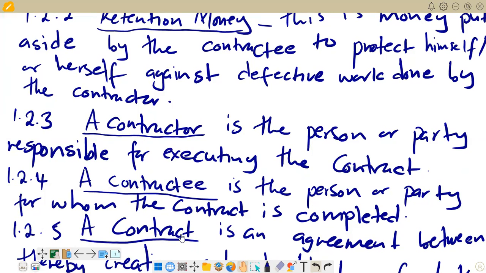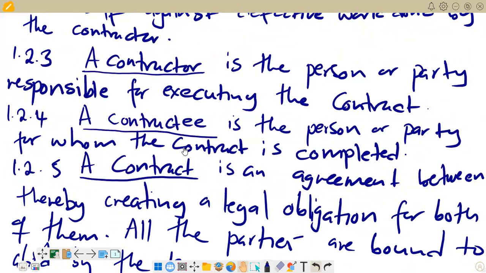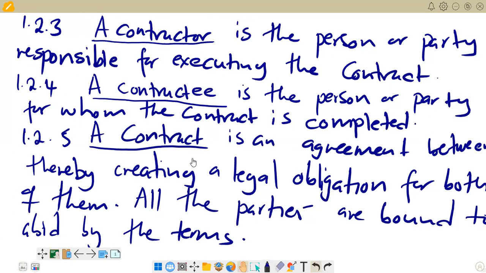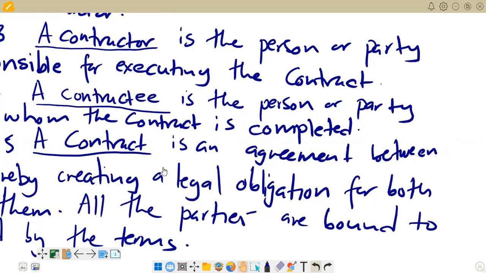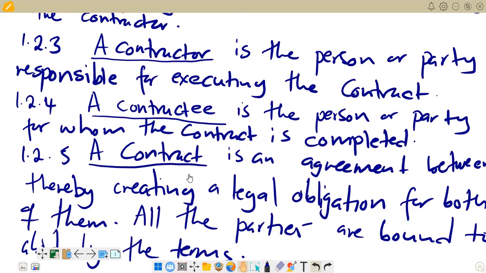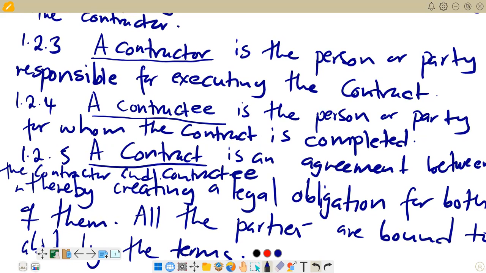Then lastly, we have a contract. The contract is an agreement between the 2 parties, that is the contractor and the contractee. A contract is an agreement between the contractor and the contractee. So that's the explanation that we have there.